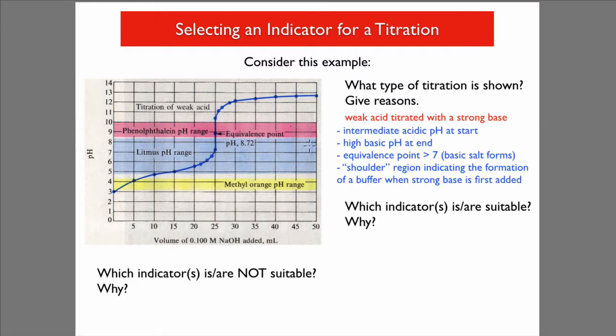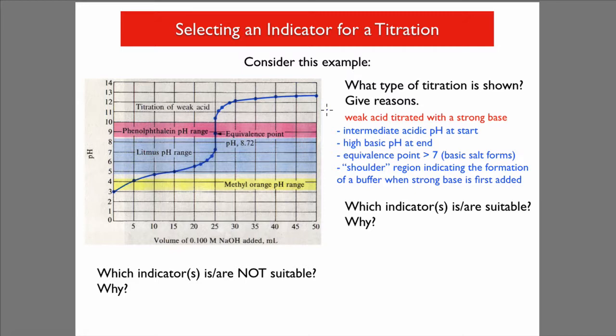And we have an intermediate acidic pH start. That's one of the reasons we know. High pH at the end, another reason we know. Our equivalence point is above 7, so we know a basic salt is going to form. And we've got a kind of shoulder region indicating the formation of a buffer. So there are several reasons why we came to our conclusion.